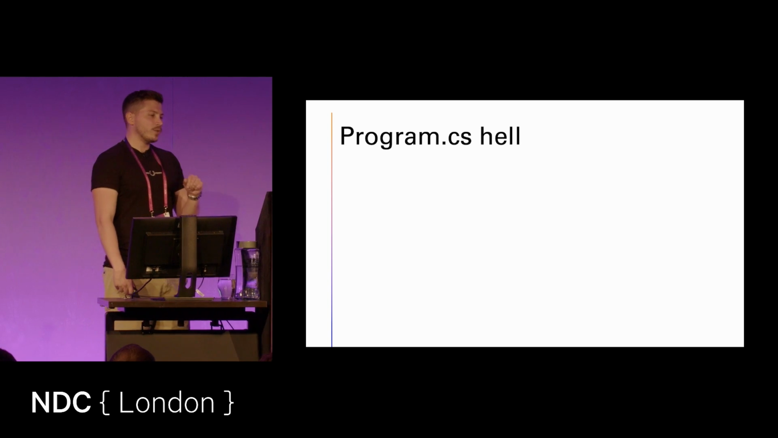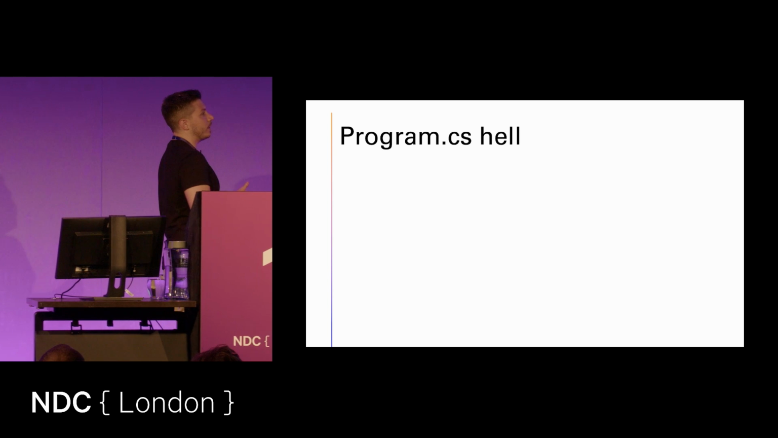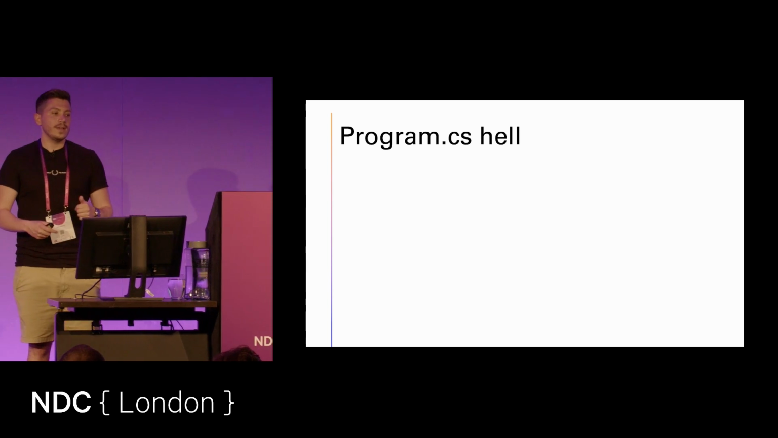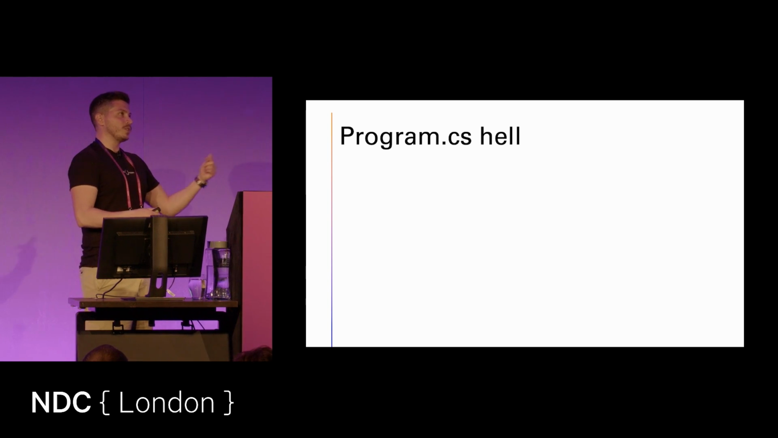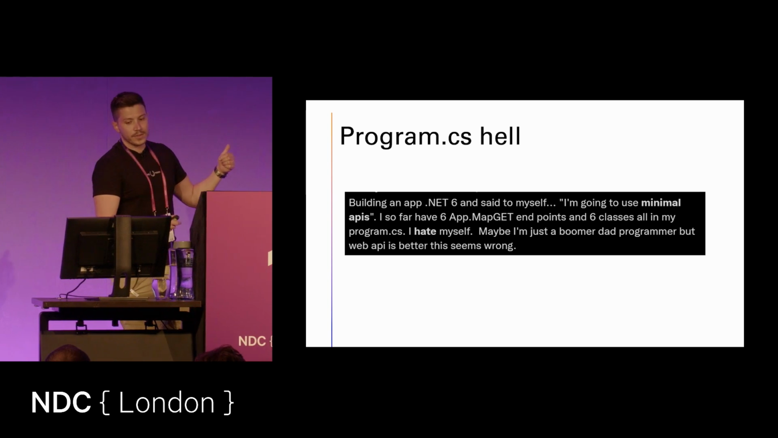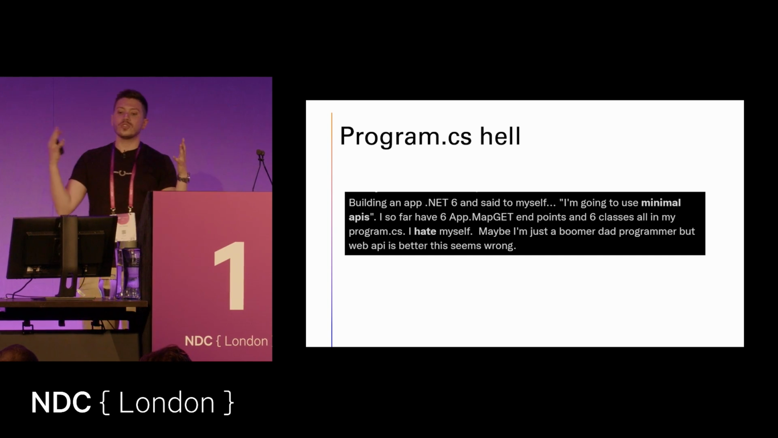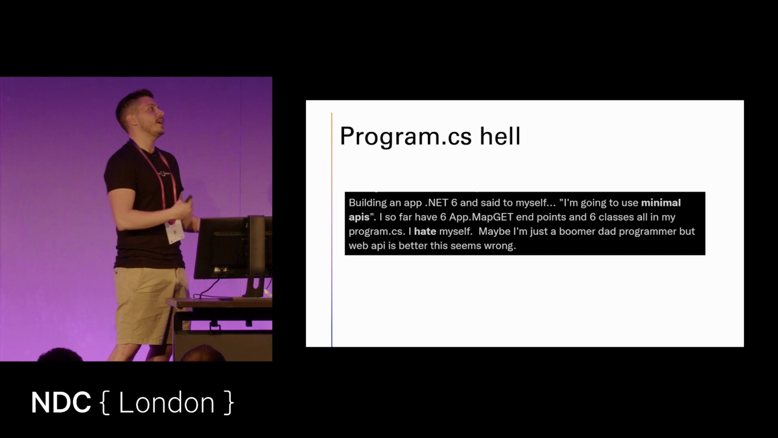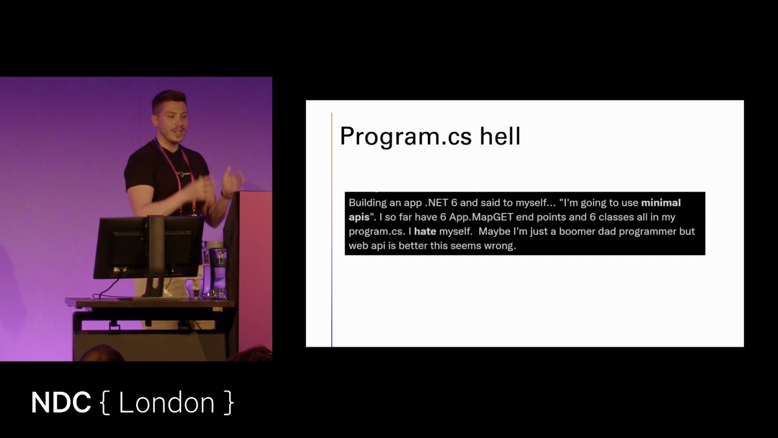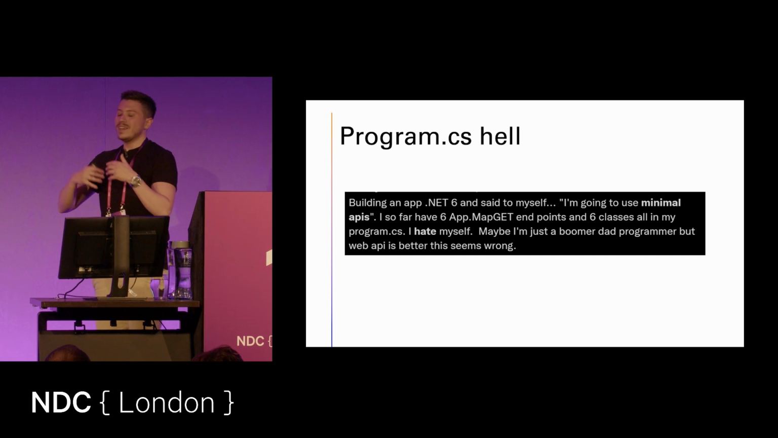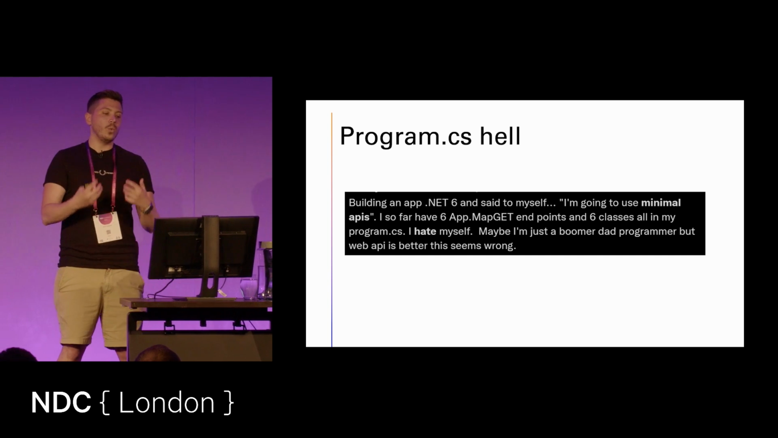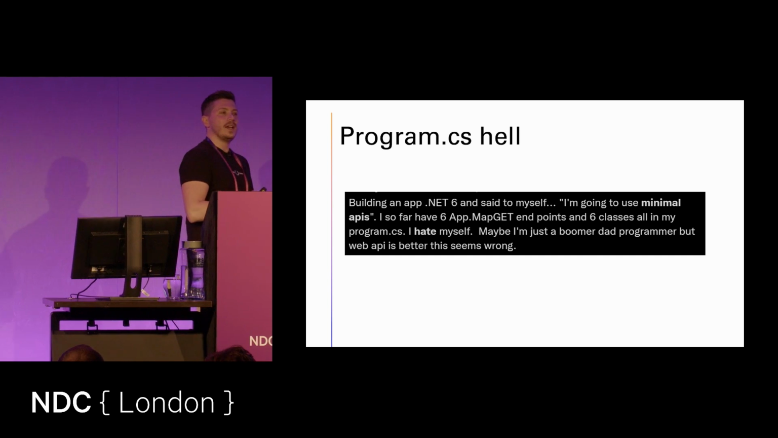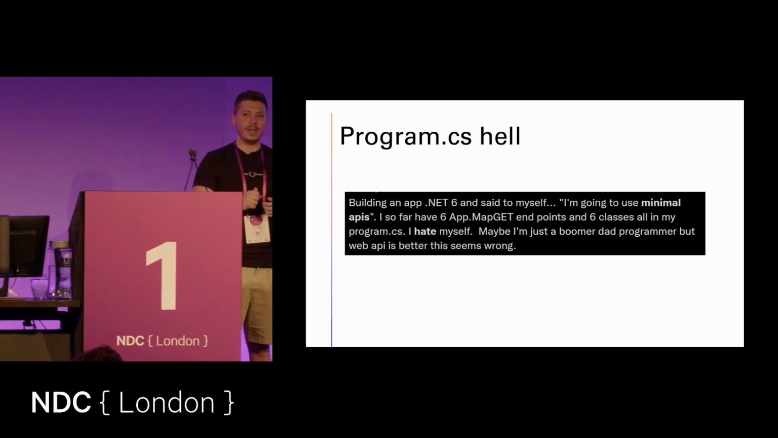But I want to address another problem, which is actually caused by me showing you that program.cs file, and it's called the program.cs hell. So the other day, which when I wrote this was the other day, this is actually 7 months ago, there was this tweet by someone who said, hey, I chose to build a minimal API because .NET 6 is out and minimal API is the new thing. So I'm going to use that. And I ended up with 6 methods, the map-get methods in that program.cs, 6 classes. They hate themselves. They feel that this is wrong. Why are they doing this? Web API just feels better. Who thinks that Web API is better than minimal API? Can I see a show of hands?